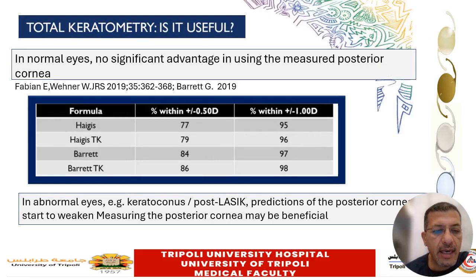As I said earlier, many studies were done to compare the application of the K reading and the TK value, both in Haigis formulas and the Barrett Universal formula. There is no statistical significance in normal eyes. In normal eyes, there is no statistical difference between using the K or the TK value. However, it is important in abnormal eyes, like in keratoconus and post-LASIK ablation.